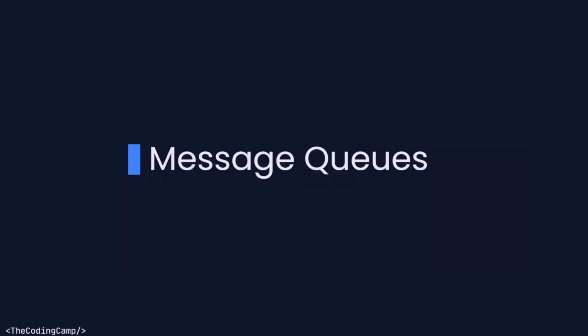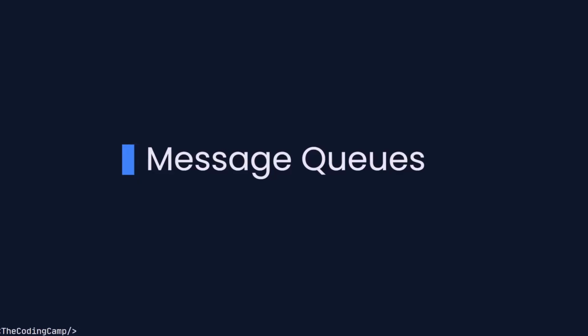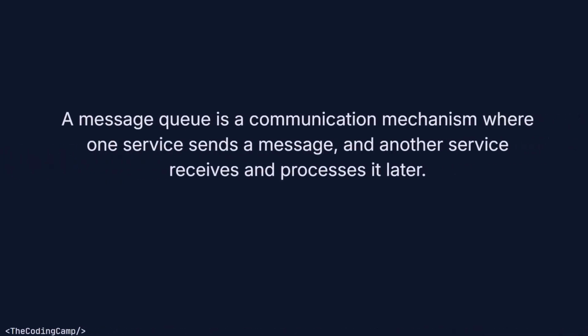Message queues are one of the most important building blocks in scalable distributed systems. They help systems handle spikes in traffic, decouple services, and scale independently. A message queue is a communication mechanism where one service sends a message and another service receives and processes it later. Think of it like a mailbox.